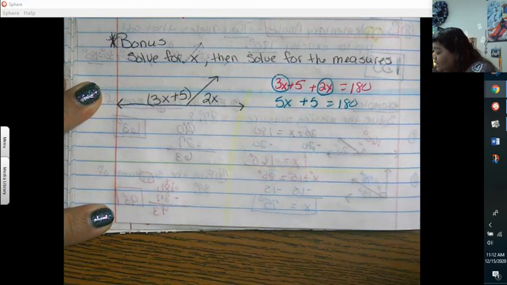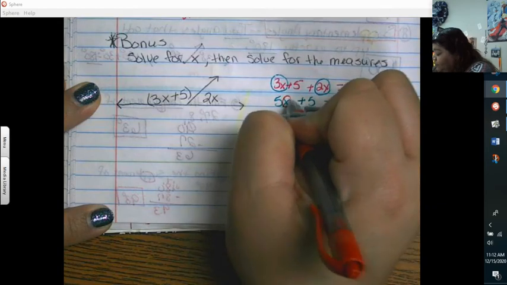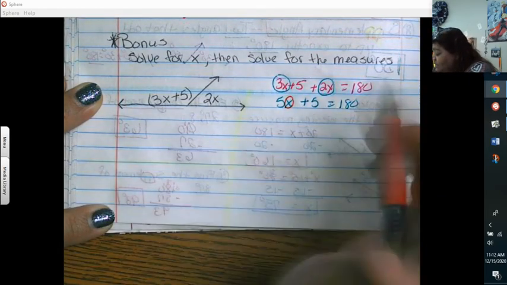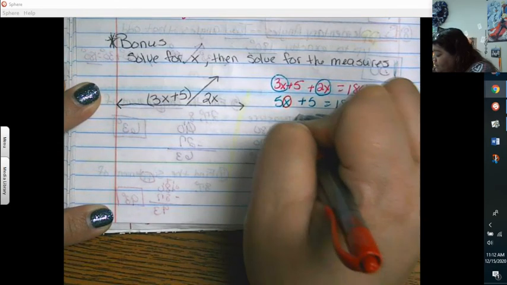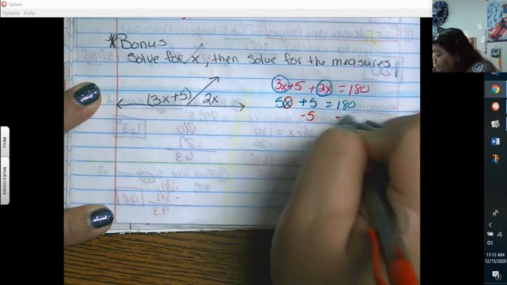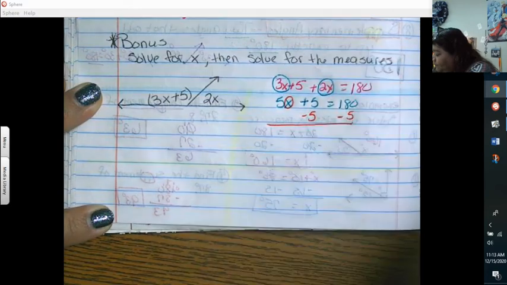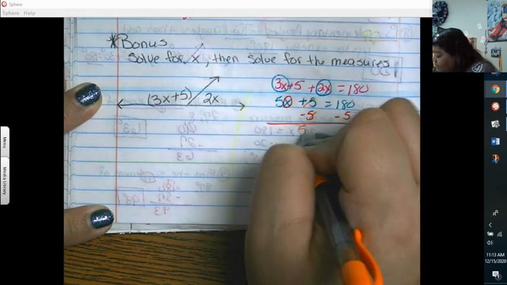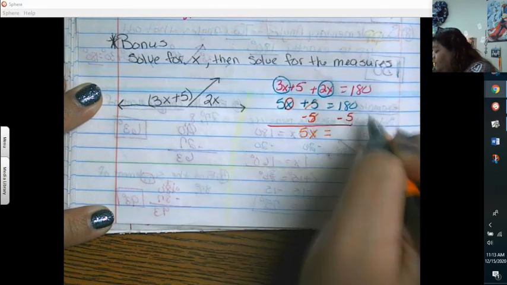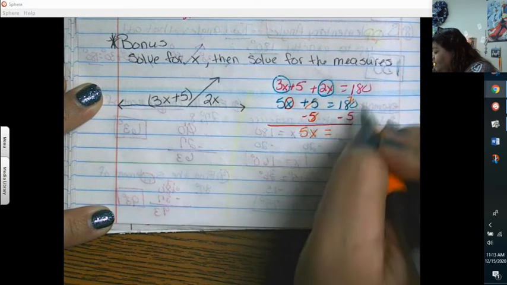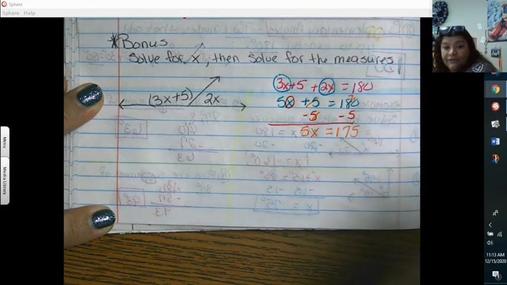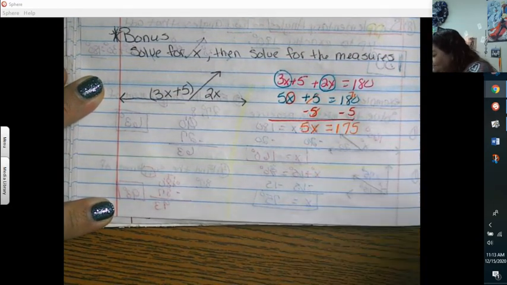Two-step equations. We're going to isolate the variable. His best buddy is going to stay with him for now. Let me get rid of the number that's by himself. So we're going to do the opposite. We're going to subtract 5 from both sides. And that's going to cancel these out. My 5x stays alone. He's fine. And 180 minus 5 is 175. Okay, so far so good. Wonder who got this one.